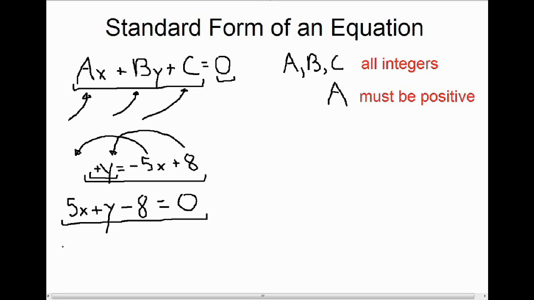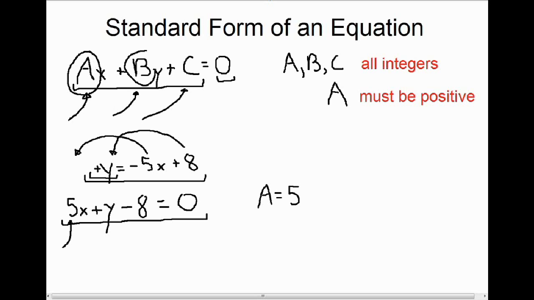There are no fractions in any of the terms, and they're all integers, and the coefficient in front of x, the number in front of x, a, is positive. Here our value of a is 5, or positive 5. So if we look back at our general way of writing, for this example, our value of a is 5, because that's the number in front of x.